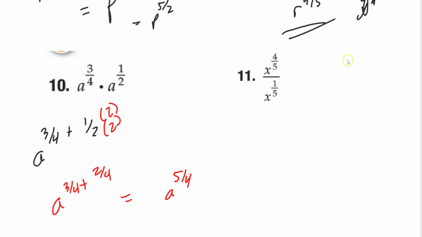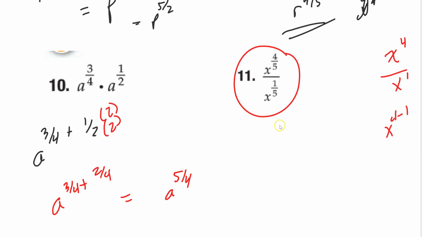Here, again, just pretend it's like this. How do we do that? We subtract the powers. So same thing here, top over bottom, subtract the powers. X to the 3/5. That's how you simplify rational expressions.